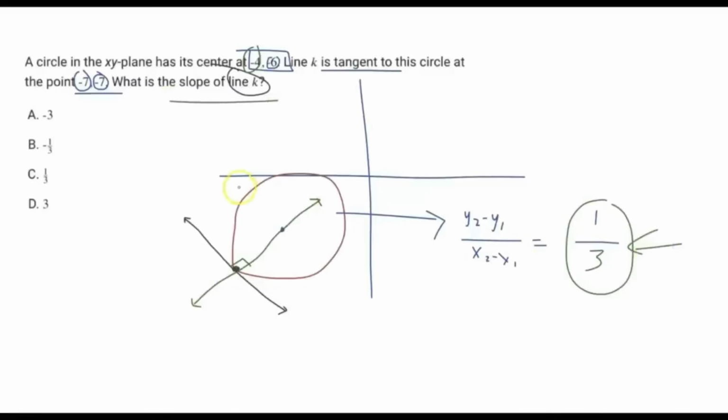So then what is the slope of line K? Well, we just need to take the opposite reciprocal, and the opposite reciprocal here is going to be -3. And therefore our answer choice is going to be A.